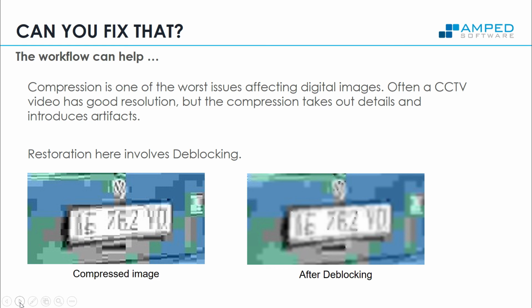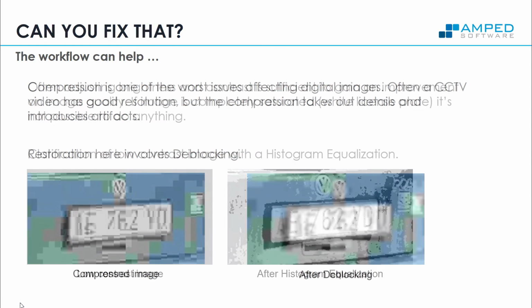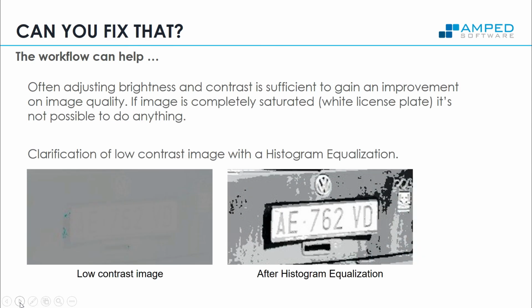We can restore that using our deblocking tool. And we might not be able to get all of the characters, but having 3 or 4 of the characters plus a model and a color will help in a database search. Sometimes it's too dark, so we can equalize the histogram, bring that stuff out of shadow, out of darkness, and bring it into the light.